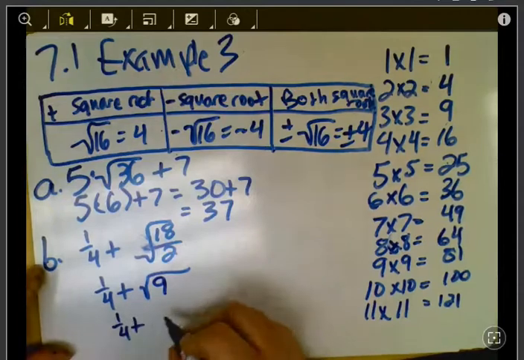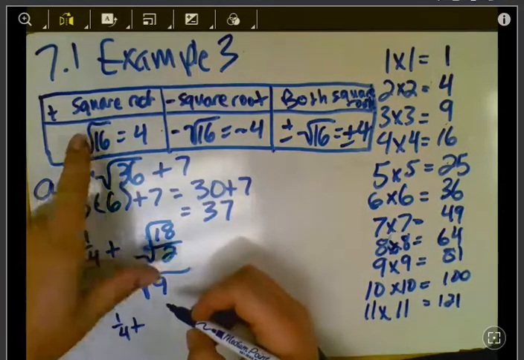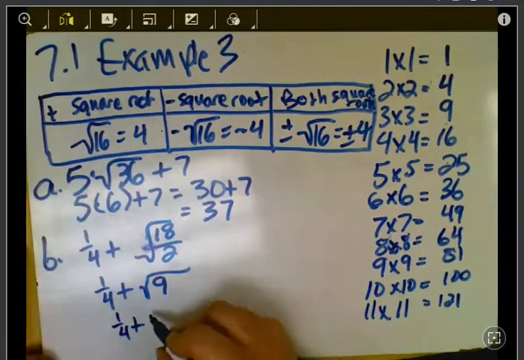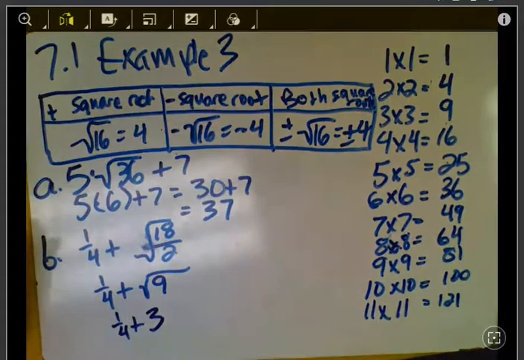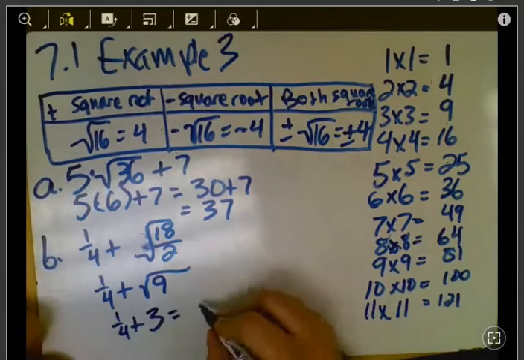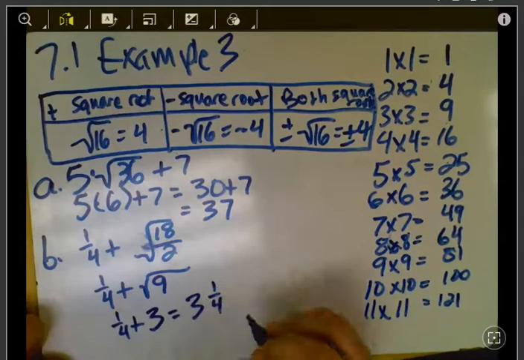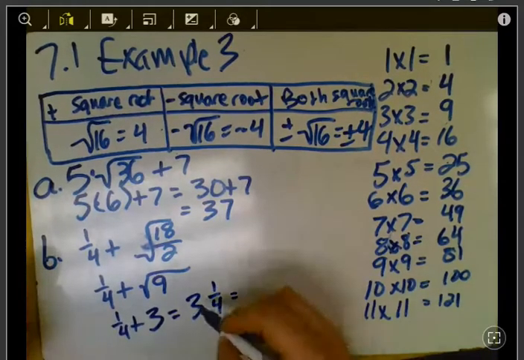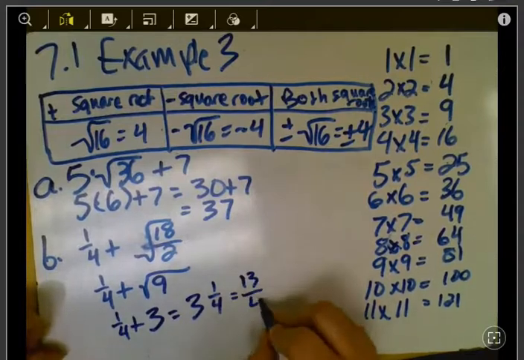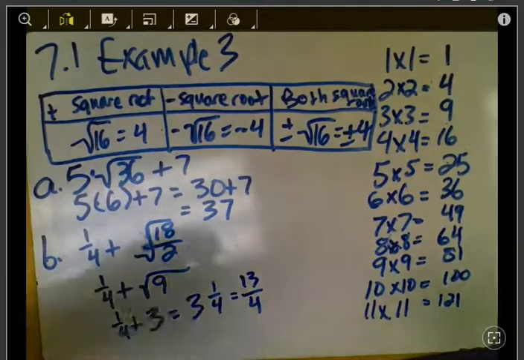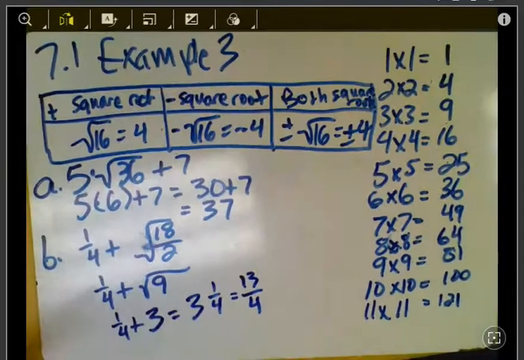1/4 plus, and this represents a positive root, like we set up here, 3. Then we combine the 1/4 with the 3. You can write it as an improper fraction that equals 3 and 1/4. What would this be? It'd be 12/4, 13/4, 13/4, or 3 and 1/4. And then we've got C left to do.